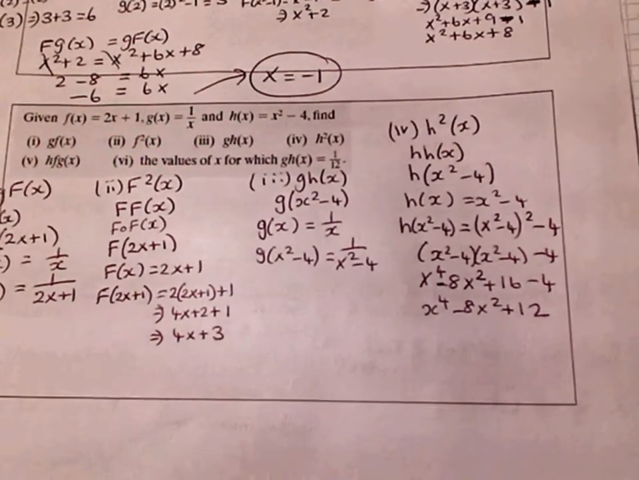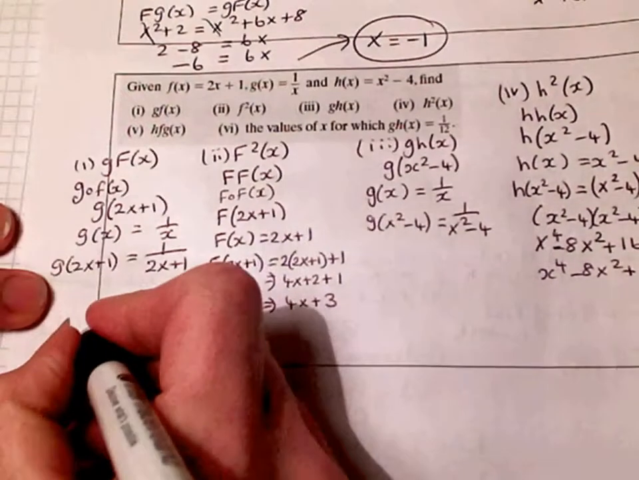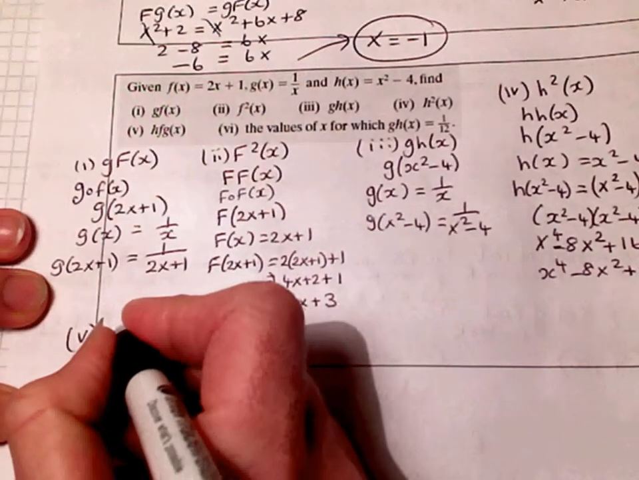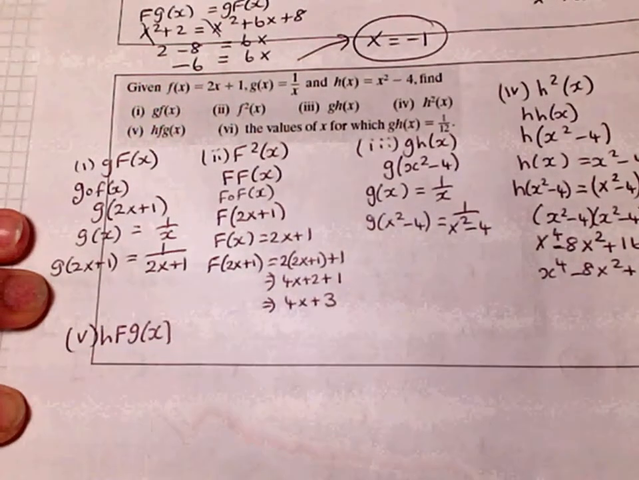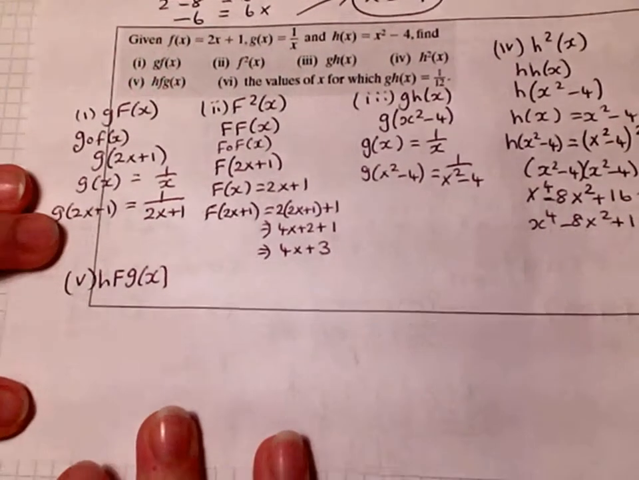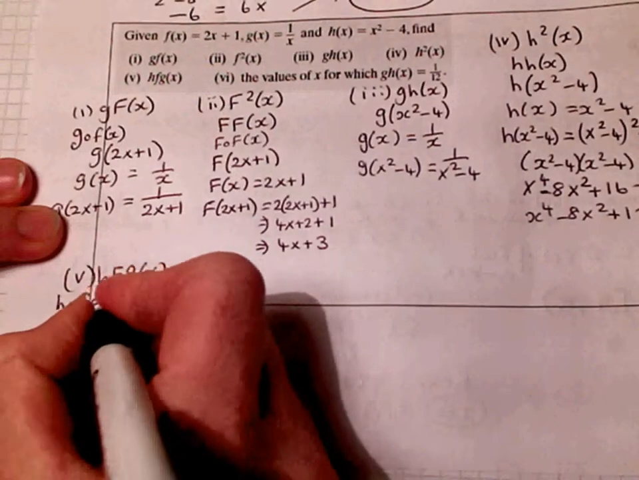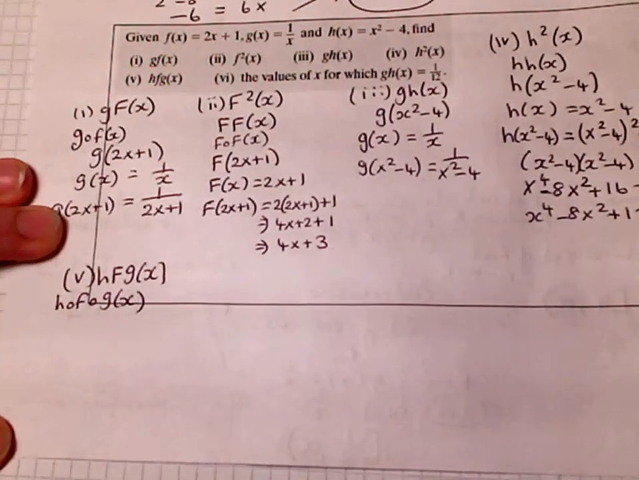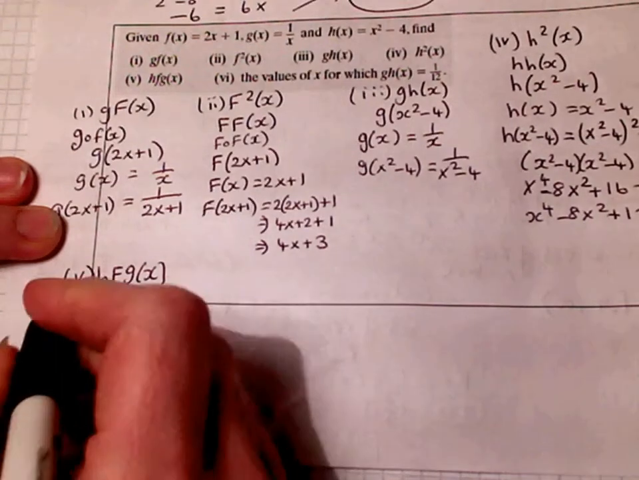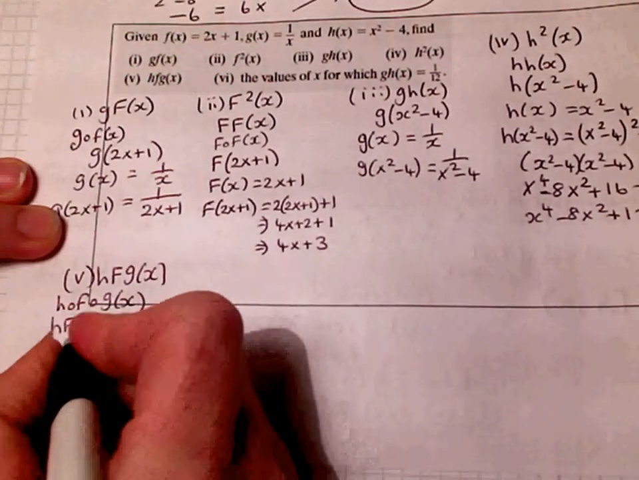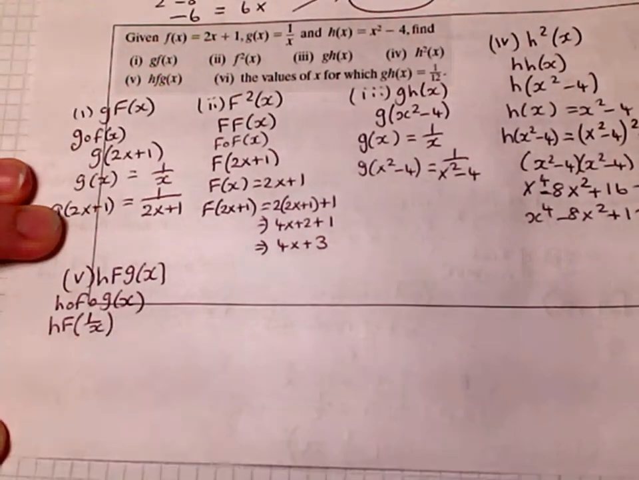Now, in part 5 of the question, it's asking us for h after f after g of x. So definitely a bit longer. So we have 3 things to do. So it's like h of f of g of x, okay? So the first thing we know is we know what g of x is, so we don't really have any work to do here. So it's going to be h of f of, instead of g of x, we're just going to write in 1 over x, okay?